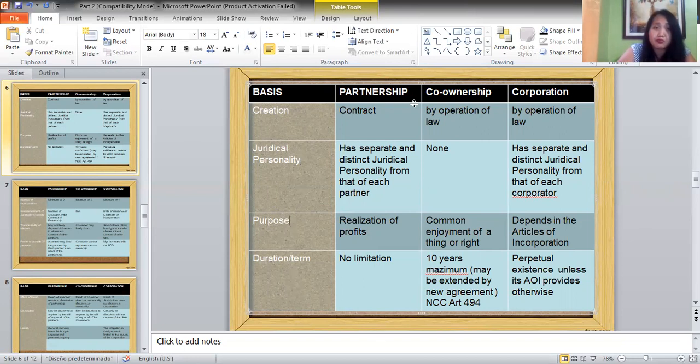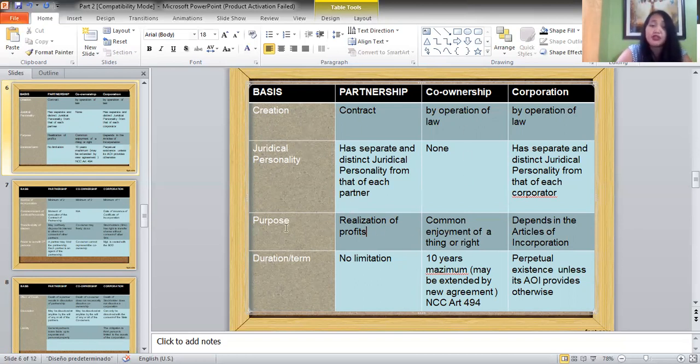Purpose. Purpose of the partnership, generally, class, realization of profits. Diba? Medyo may exception lang tayo dito, yung discuss natin on our first video, when it comes to partnerships created for the exercise of profession. So, it could be na yung purpose nila is for the exercise of the profession, is not really for the realization of profits, but generally realization of profits yan.